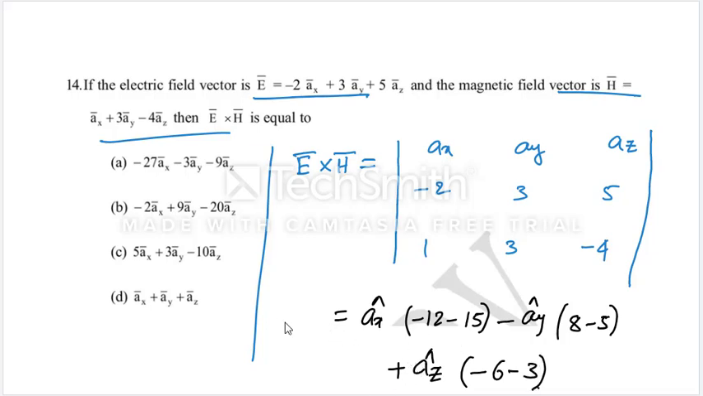Minus 27 plus how much it is, ay. This is 8 minus 5 and this is 9. So it is 3 only na. Option A. Praveen, isn't it? Yes. Next to the next one here.